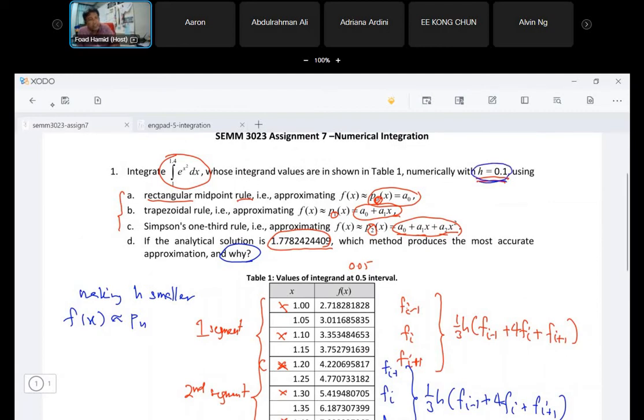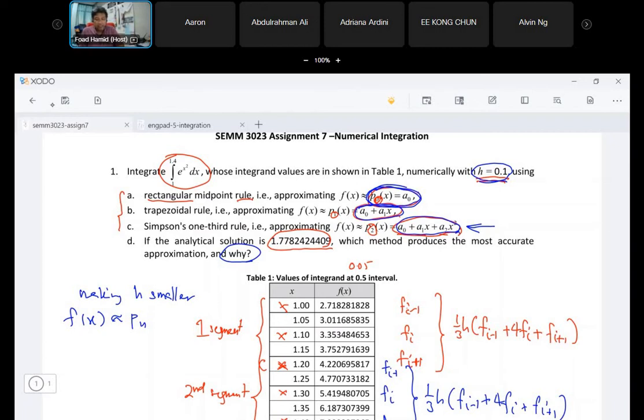We do not change our h. Our h is 0.1, but what we did here, we changed our approximation polynomial, which is a0, this is a0 plus a1x, which is linear, and this one is quadratic. And we found out that this has a much better accuracy than the other two. This is the reason why, because we are using a higher order approximation polynomial.